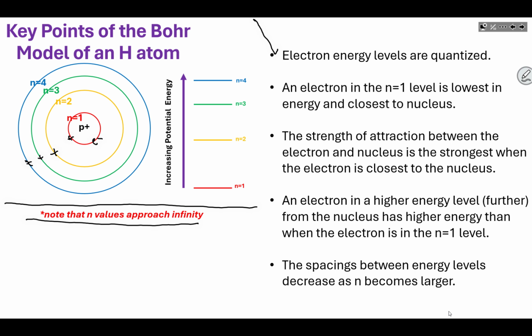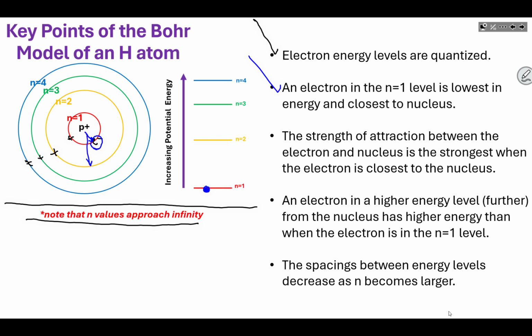Next key point, which I kind of touched on already, is an electron in the n equals 1 level is the lowest energy level possible. And we call that the ground state. So here, we could say the electron is n equals 1. That's the lowest energy level. And it's the closest to the nucleus, which you can tell from this figure here. Here's the nucleus. And that's closer than if it was, say, in n equals 2, which would be further away.